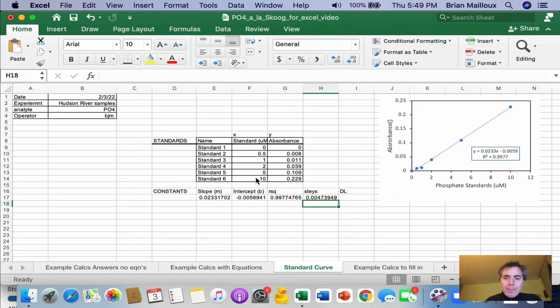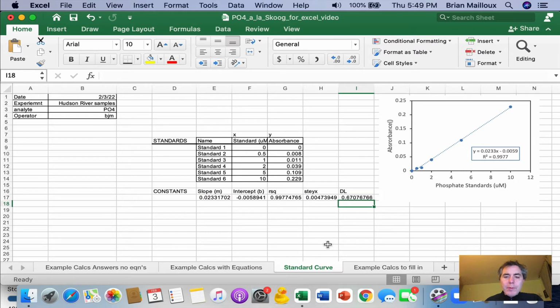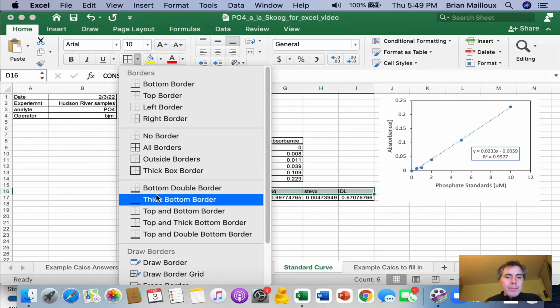Then you should be able to remember that our detection limit is equal to 3.3, for 3 standard deviations, times psi x divided by, I always forget, so I'm going to look, it's divided by the slope. There we go, 0.67 for this one. So this is really nice. So I'm going to make this look nicer. I'm going to put borders all around here, make it like a thicker underline.